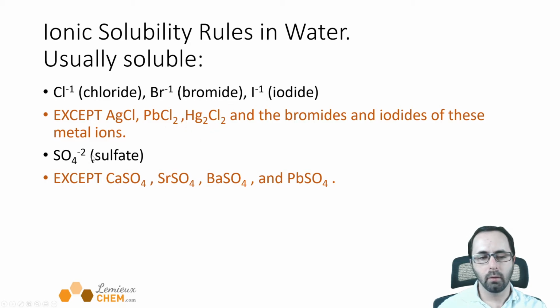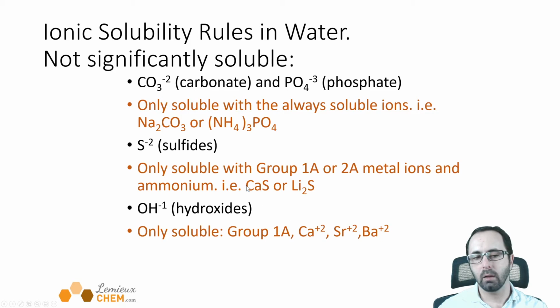Sulfates are generally soluble with the exception of calcium sulfate, strontium sulfate, barium sulfate, and lead 2 sulfate. And carbonates and phosphates are generally insoluble unless they're combined with always soluble ions like group 1 positive ions or ammonium ion. And sulfides and hydroxides are generally not soluble unless they're combined with a group 1 ion or a group 2 ion in the case of sulfides, or calcium, strontium, and barium, which is also group 2, for hydroxide.